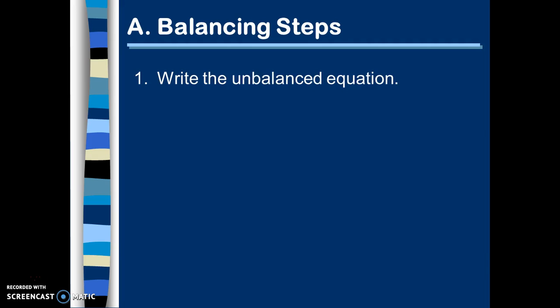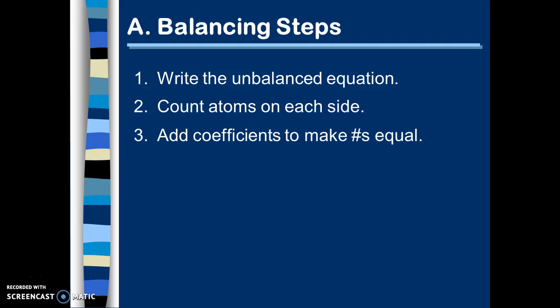So the first thing we want to do is write out the unbalanced equation. Now that means writing proper chemical compounds, proper formulas in their proper places, meaning if they're reactants, putting them on the left side, and if they're products, putting them on the right side. Then you always want to count the atoms on each side. You're going to add in coefficients to make the numbers equal.